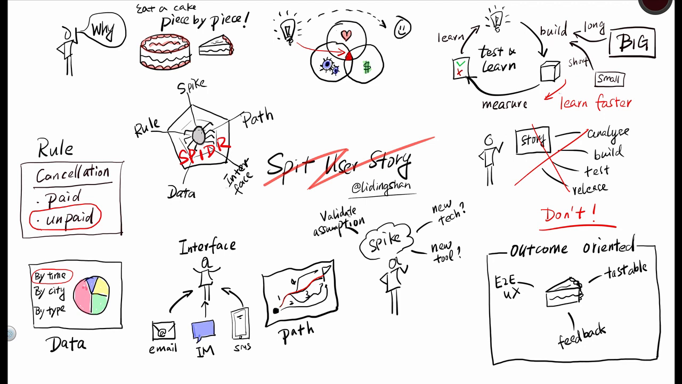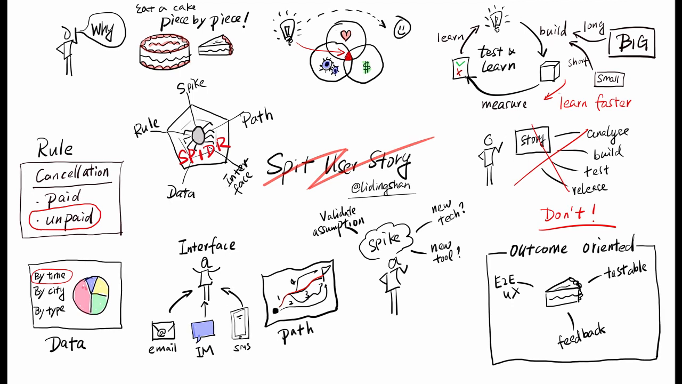Also, be creative. Sometimes you may need to combine different methods together to split a story. Sometimes you may need to create your own method. There is no right or wrong answer. The key is to find a way that you can build quicker and help you to learn from the customer and user earlier.